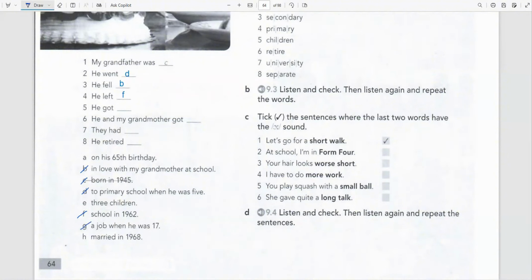So we're going to do that. So 5 is G. He and my grandmother got married in 1968. So yeah, he and my grandmother got married. So that will be H. We're going to put H here. H is gone. They had, so that will be about the children, 3 children. So they had 3 children. We're going to put here E. And then he retired on his 65th birthday. So that will be A here, guys. And that's it. Exercise 1 is done.